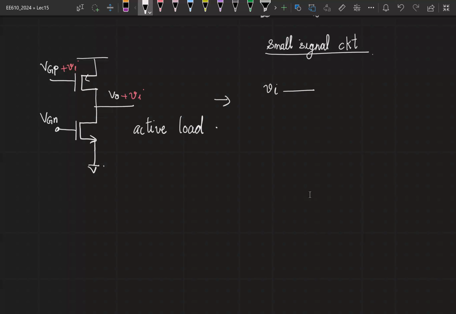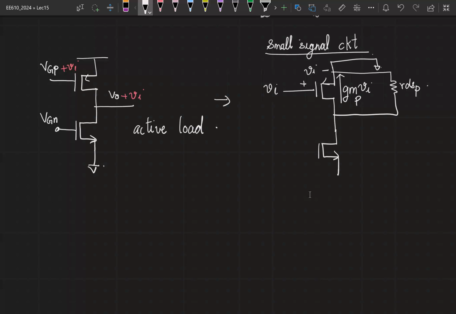So you have Vi connected to the PMOS. This node is connected to ground. You have plus minus Vi. Vi appearing as the VGS of the PMOS transistor, which means the current flowing through this is Gm times Vi. I'll add the subscript P to show that it is that of a PMOS transistor. You will also have RDSP connected here. Okay. Then you have the NMOS transistor.